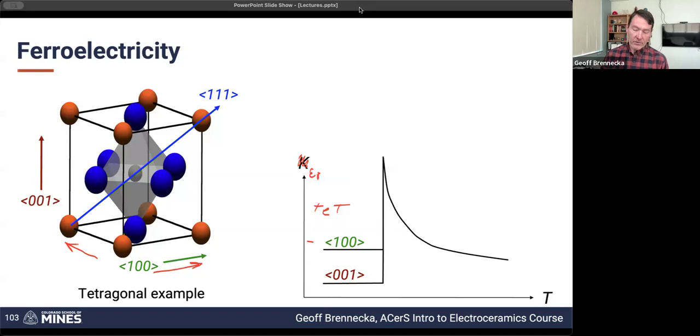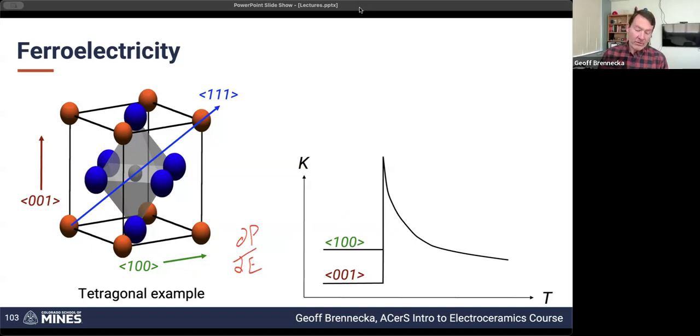Even though the polarization is along 001, that ion has shifted up or down along the C-axis. But once it's already shifted, it's harder to get that ion to stretch any further. And remember, relative permittivity is dP/dE, so it's how much change in polarization you can get by adding a field.